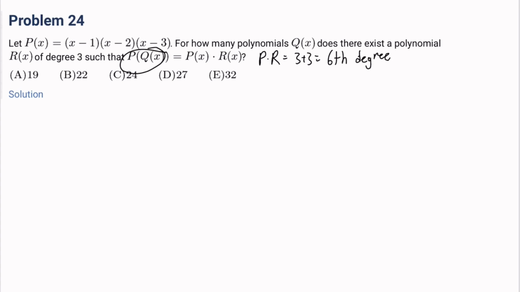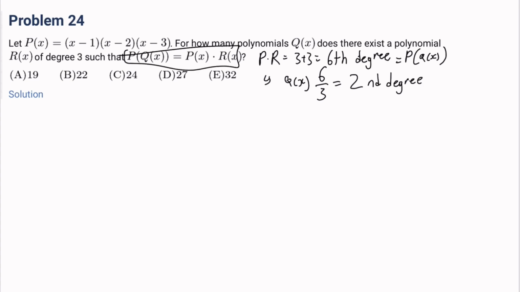And since for P(Q(x)), P is 3, and Q we don't know, this is going to be equal to P(Q(x)), like that. And so the degree of Q(x) is going to be equal to 6 over 3, because P(x) is a third degree. So this is going to be equal to 2. So Q(x) is going to be a second degree, right? And then now let's get into the problem.